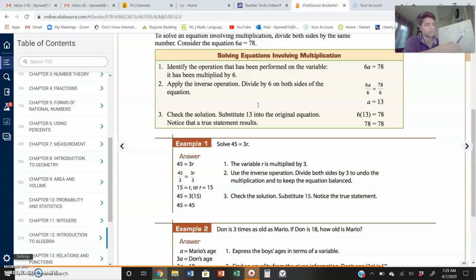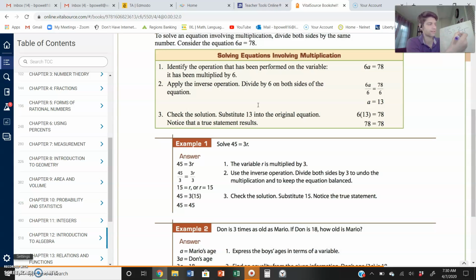So what's our variable? R. So what is going on between 3 and R? Multiplication. Now, what's the opposite of multiplication? Division. Exactly. So we are going to divide both sides.